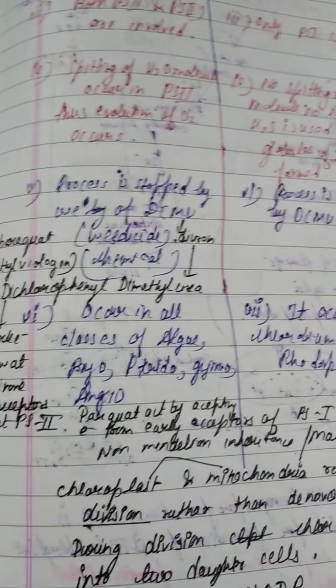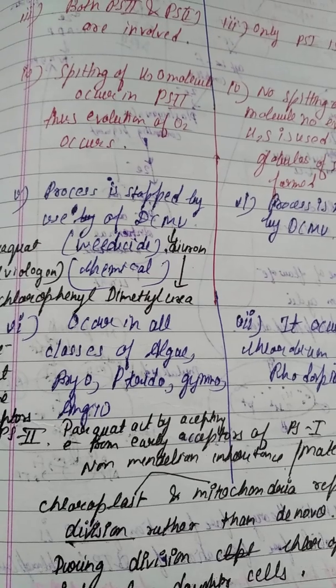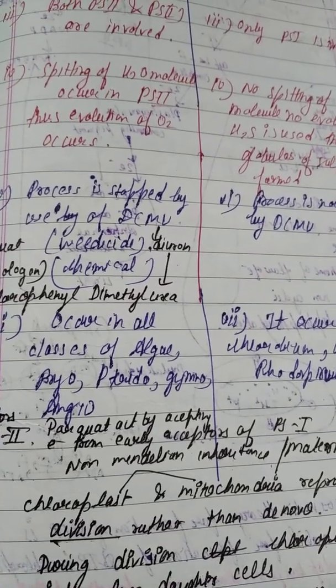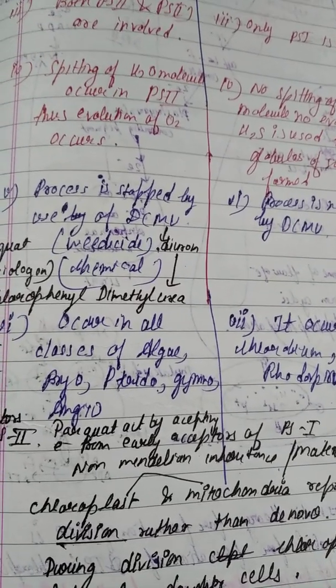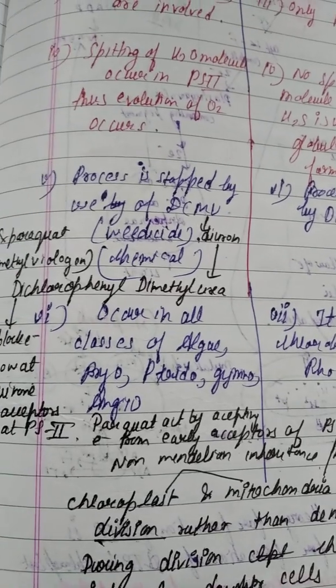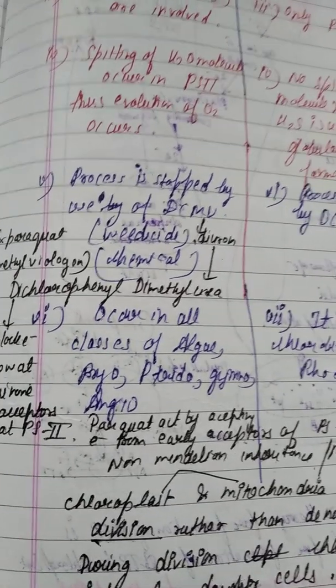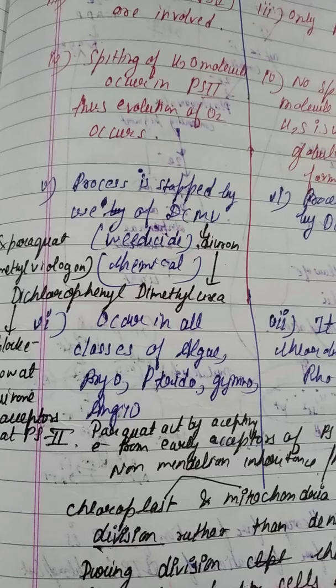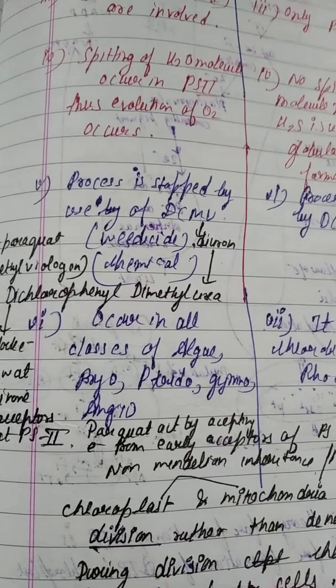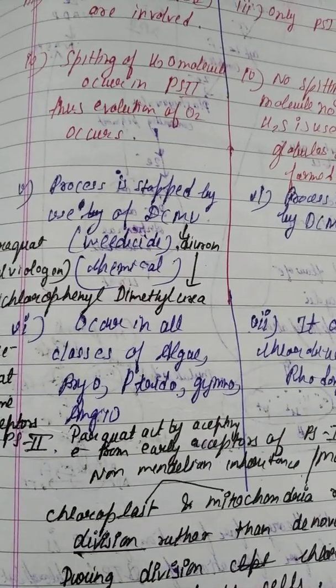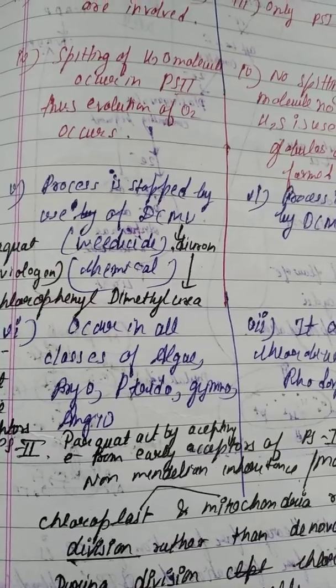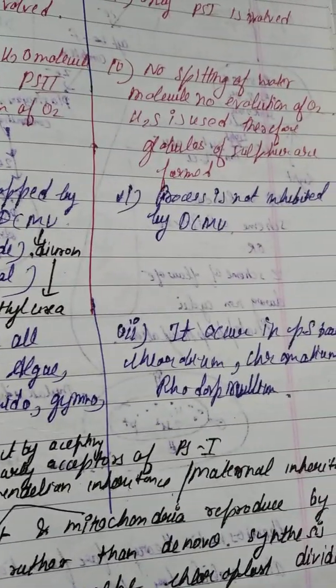And students, this non-cyclic photophosphorylation is stopped by the use of DCMU. DCMU is dichlorophenyl dimethyl urea, it is diuron, it is a weedicide. So this stops PS2 for non-cyclic photophosphorylation. Please students remember it. And cyclic photophosphorylation is not inhibited by DCMU.